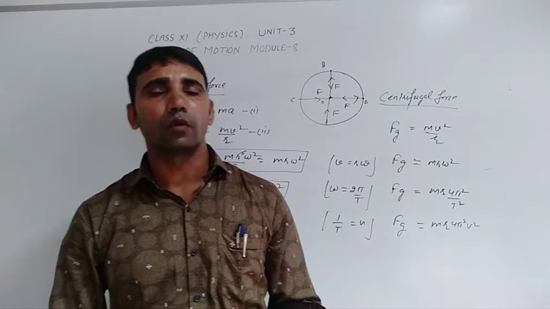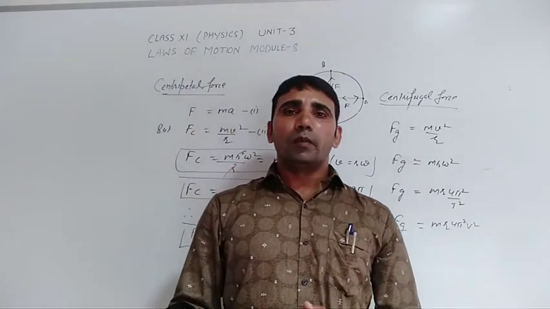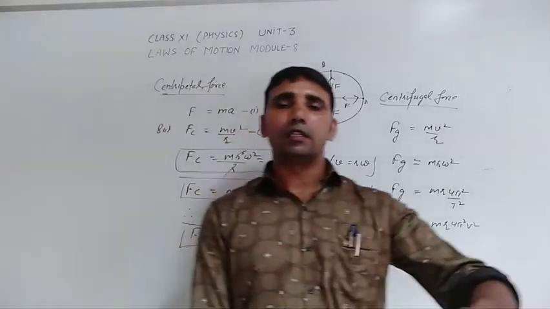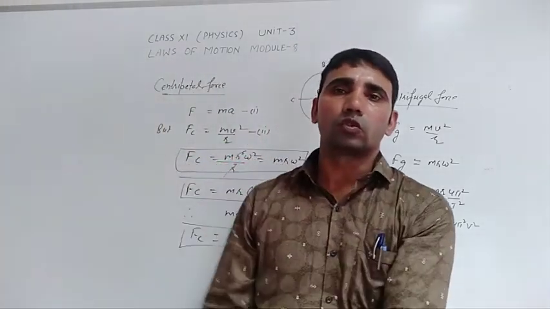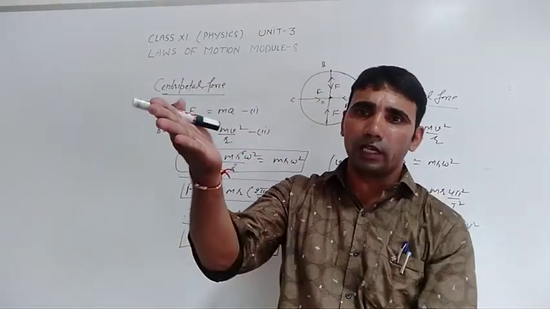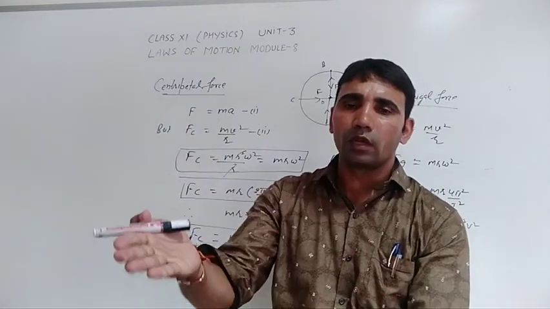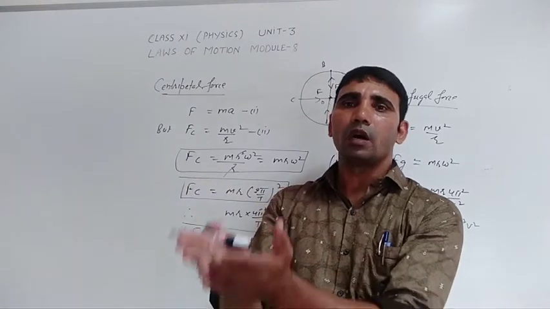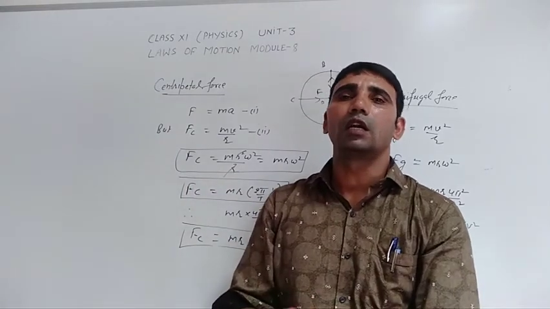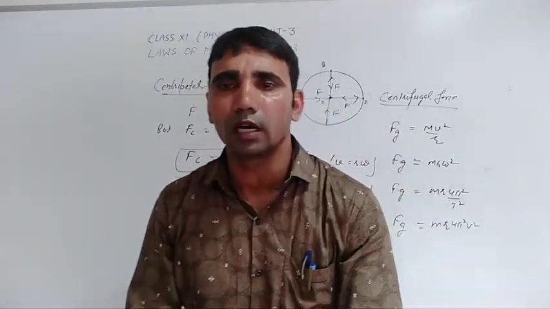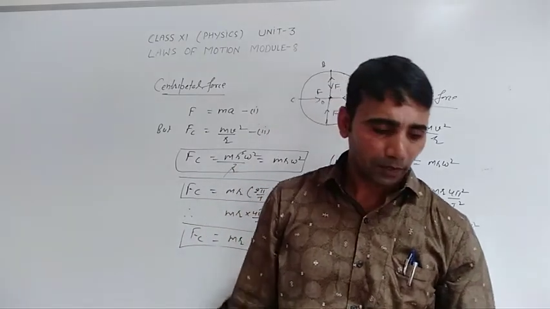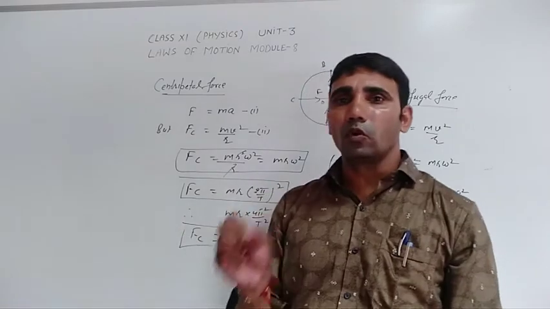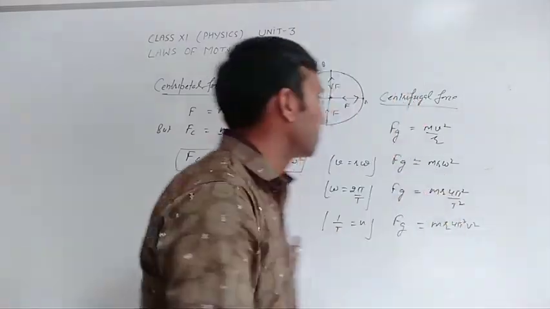Now the next topic is banking of road. We have many daily experiences in our life: when there is a circular turn on the road, the outer edge of the road is slightly above the inner edge. This phenomenon of raising the outer edge of the road is called banking of road. Now in this article, we will derive the expression for the angle of banking.